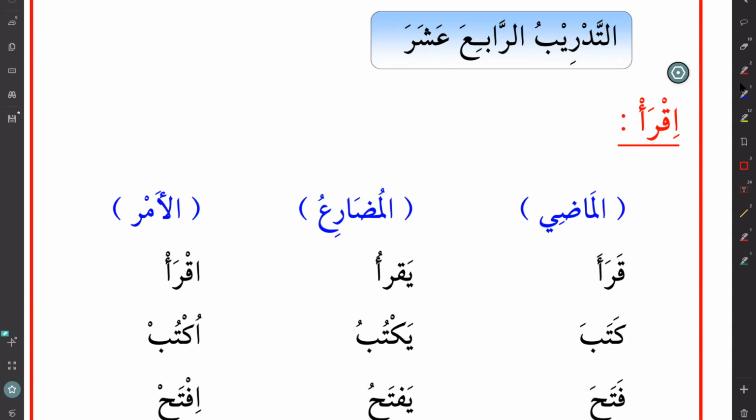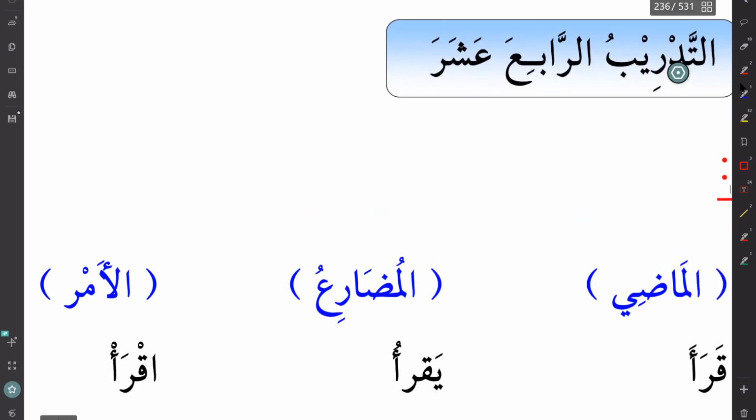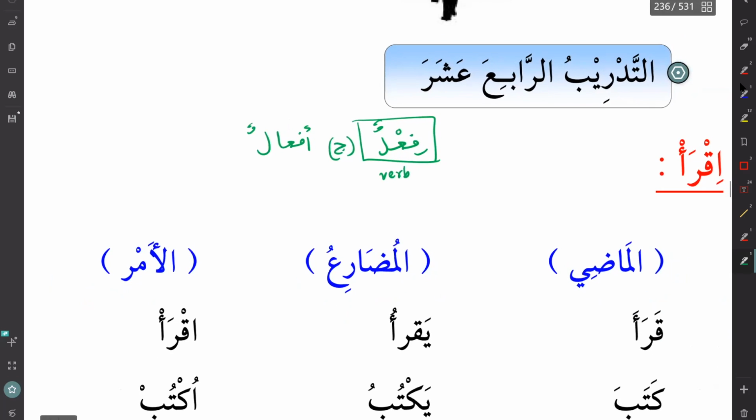So the book will start to talk a little bit more about the verbs. Verbs in Arabic language are called فعل, which is verb, and the plural is أفعال.